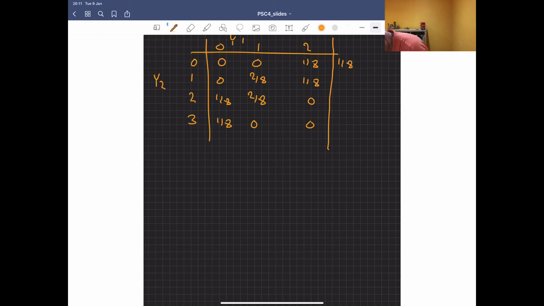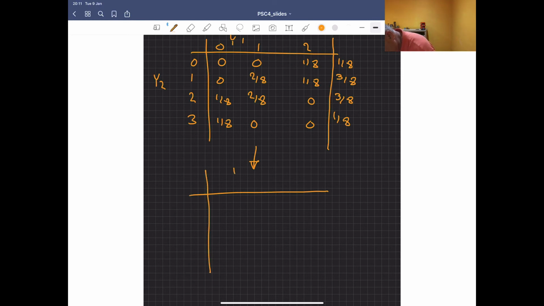So this is 1/8, 3/8, 3/8, and 1/8. And what we're going to do is take every single entry and divide it by the marginal distribution of y2.